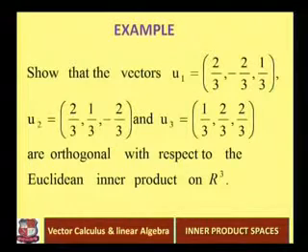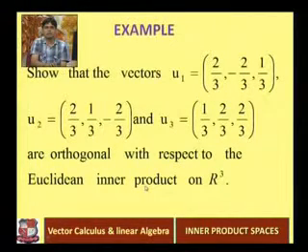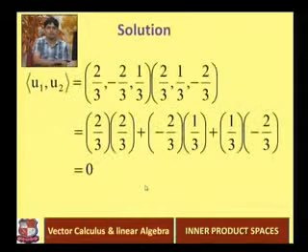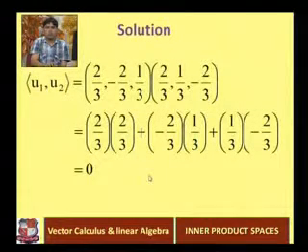Now let's take one example, so that the vectors u1, u2 and u3 are orthogonal with respect to the Euclidean inner product on R3. Note one thing here: since we are given the Euclidean inner product, we have to choose the ordinary dot product. We want to verify whether the given vectors u1, u2, u3 are orthogonal or not.